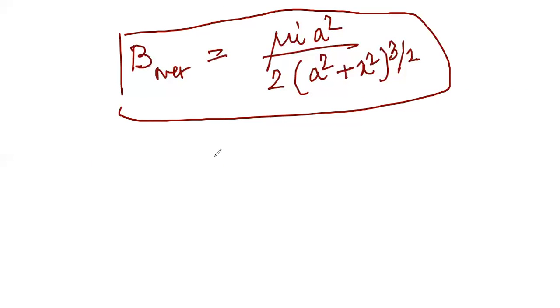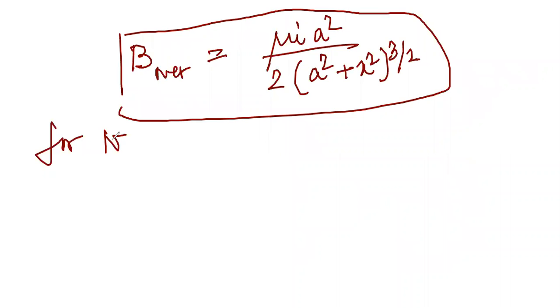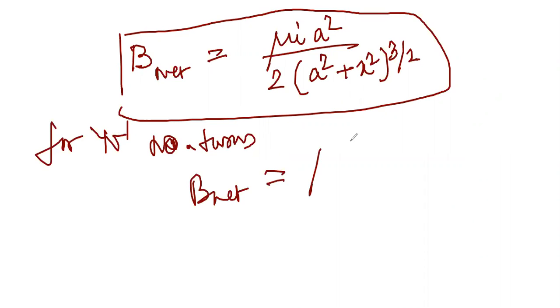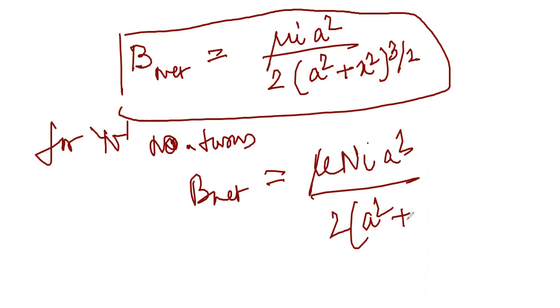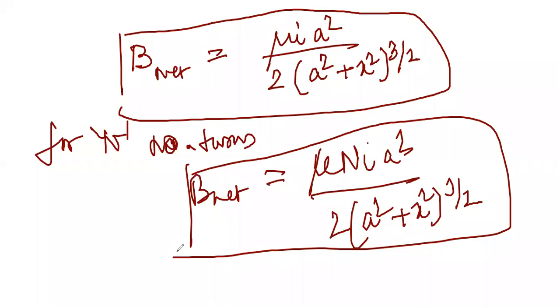Now for n number of turns, suppose the coil was having n number of turns. So what can I write over here? For n number of turns, the total B net would have been mu n I a square by 2 (a square plus x square) whole to the power 3 by 2. So this is the magnetic field intensity due to a circular current carrying conductor at a distance x from the center on its axis. So this is the expression for magnetic field intensity.